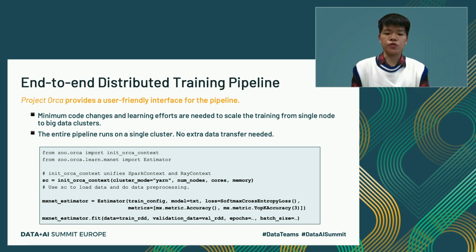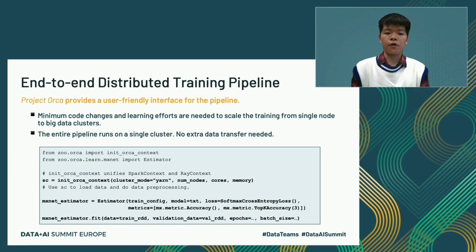So the third step is to create the estimator for MXNet in Project Orca. When you create the estimator, in the train config, you can specify the number of MXNet workers or parameter servers to launch. The code modifications and learning efforts should be minimal if you use Project Orca to scale out a single node MXNet training script to large clusters. Since, as you can see in the code, you can directly input the model, loss, and metrics defined in pure MXNet when initiating the MXNet estimator.